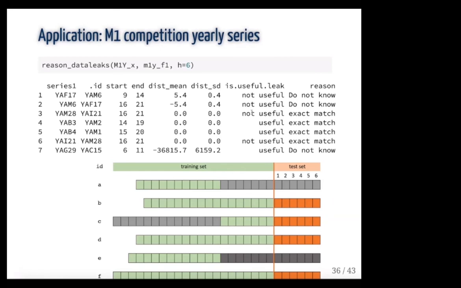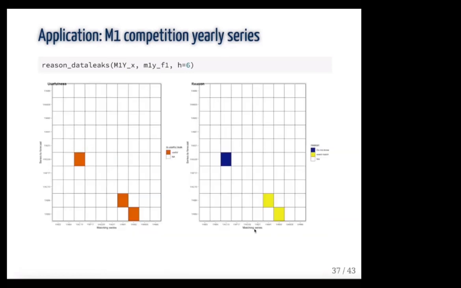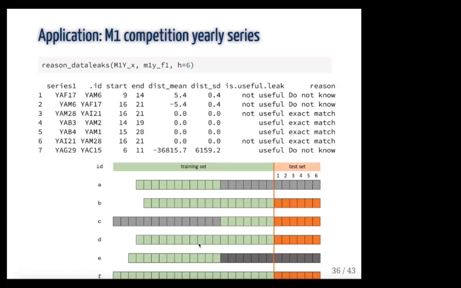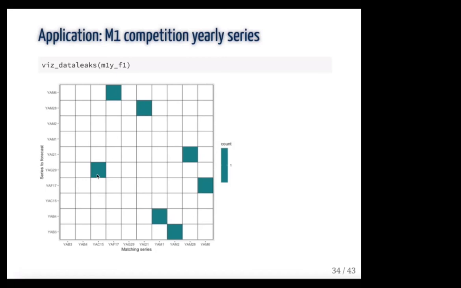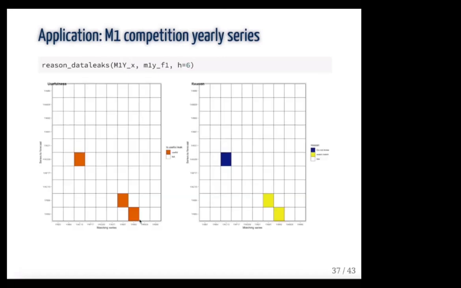In the M1 competition, for yearly time series, there are only 3 useful data leakages. This plot displays the reasons for data leakages. For example, if you go back, only these 3 are useful. The reason for this one, that's YAM2 and YAB3: those subsections are an exact match of those subsections. YAB4 and YAM1, again an exact match.